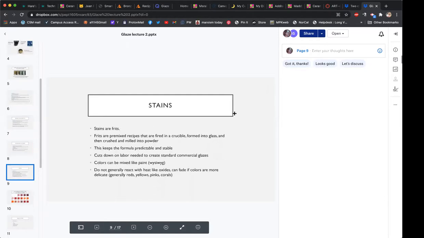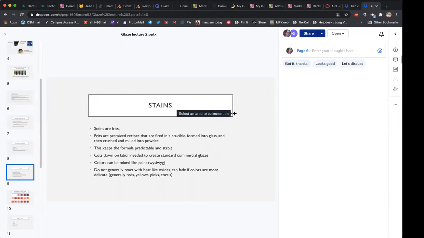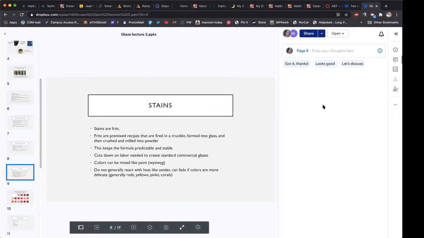Okay, so stains. Stains are a little different. We've talked a little bit about frits in my first lecture. Just to remind you, a frit is a recipe of pre-measured chemicals that are all mixed together. Then what they actually do is put all of those chemicals into a crucible, so it's like a clay jar. They put it in a kiln and fire the whole thing until it turns into a molten form.